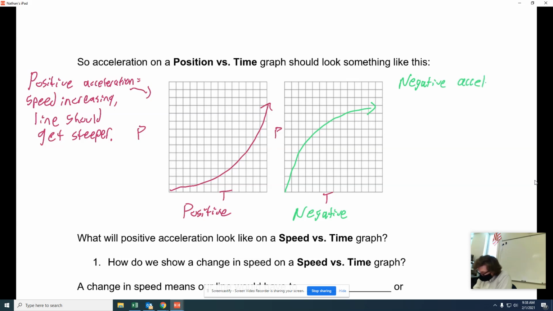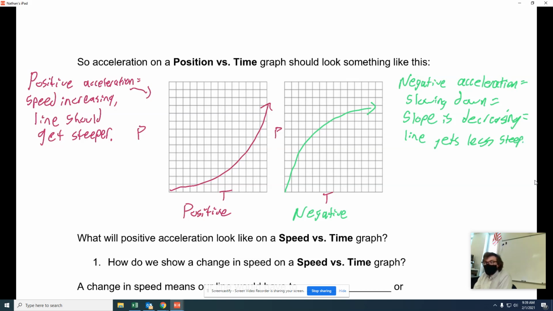Negative acceleration means that our object is slowing down. So that means that our slope is decreasing. Which means that our line gets less steep. Sorry, my handwriting isn't always the best on the iPad, so apologies.